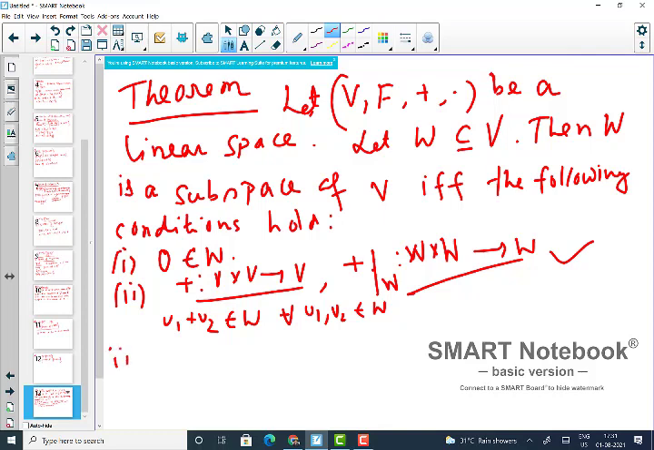And condition 3 is the same thing for scalar multiplication. You choose an element c from the field F and x from W, and c times x is an element of W. That is true for all c belonging to the field F and x belonging to W. That means the scalar multiplication map from F cross V to V, restricted to F cross W, maps to W. So the image has to be inside W. If W satisfies all three properties, then it will be a vector space, and vice versa.